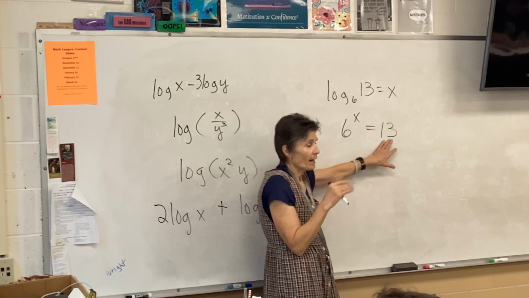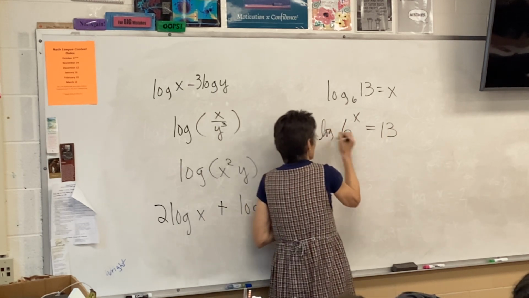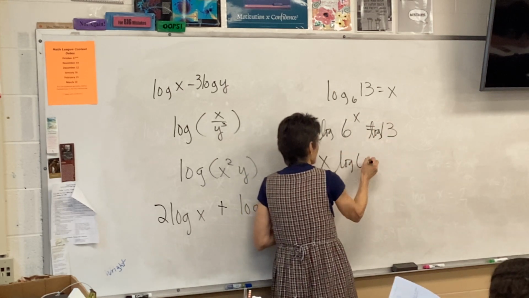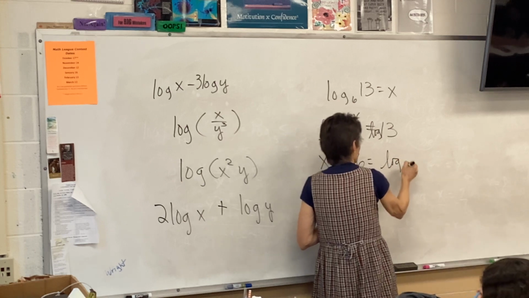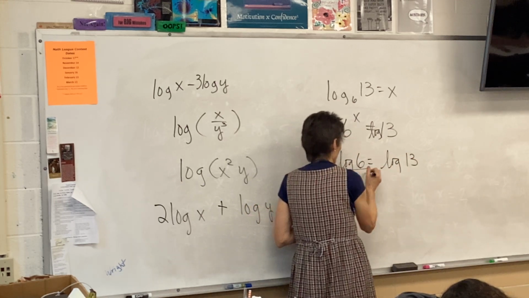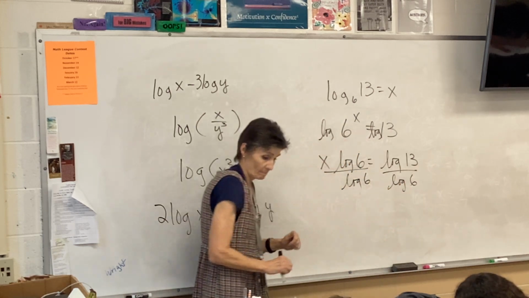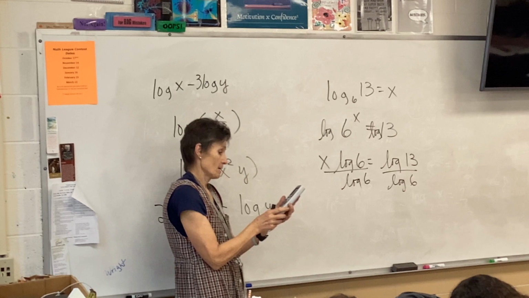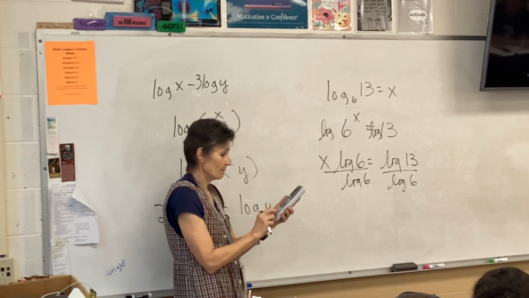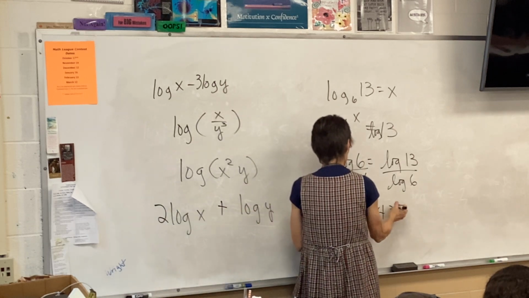Okay, I have a calculator. What am I going to do? I'm going to log both sides. Because X log 6 will equal log 13. So I'll divide by log 6. And would that be my answer? Log 13 divided by log 6. I got 1.432.